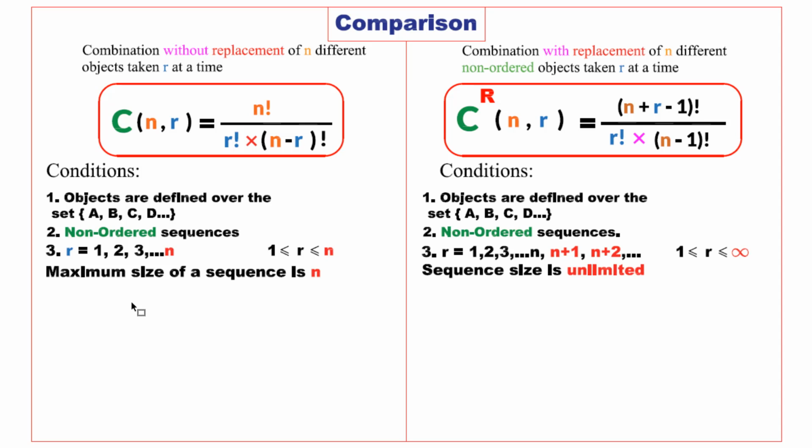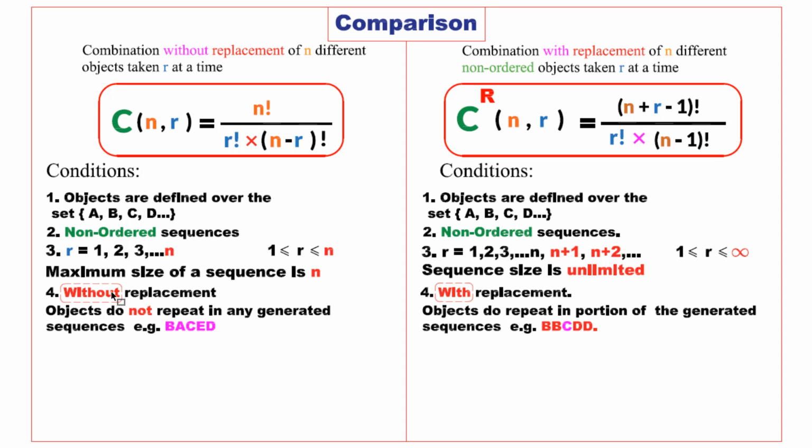So that means that in the case of combination without replacement, the maximum size of the generated sequence is n, while in the case of combination with replacement, the sequence size can be unlimited. So this formula can be applied for the case of no replacement, and this formula can be applied for the case of replacement. So the main difference between them is that in this case we apply it without replacement, and in this case we apply this formula with replacement.